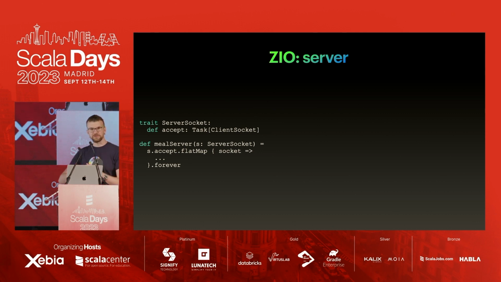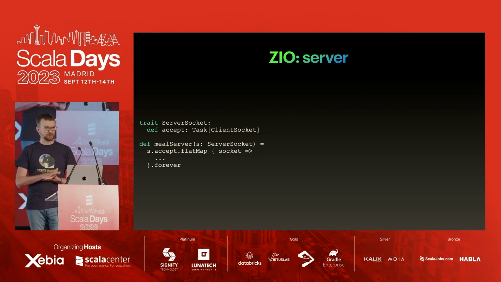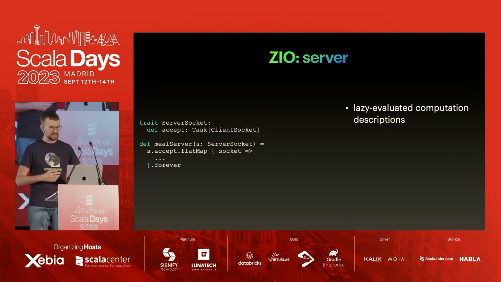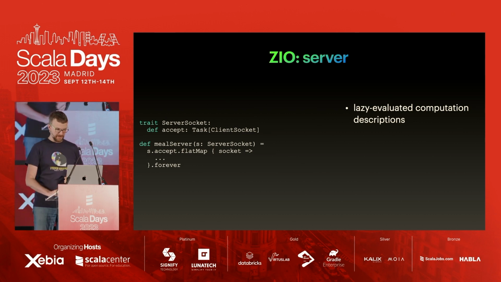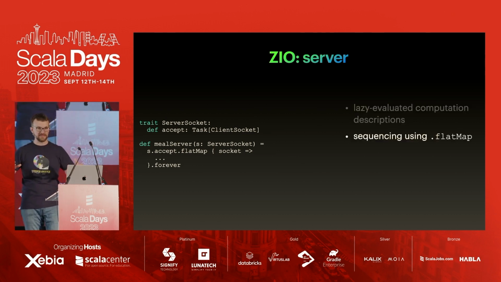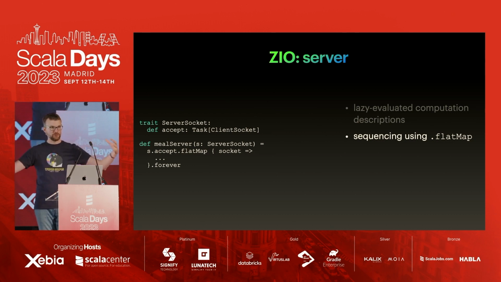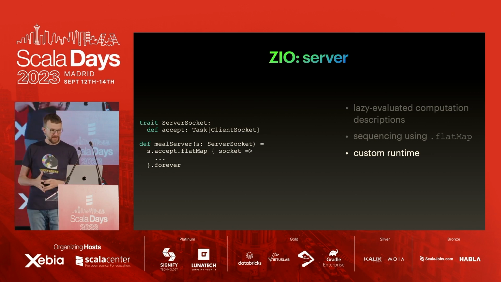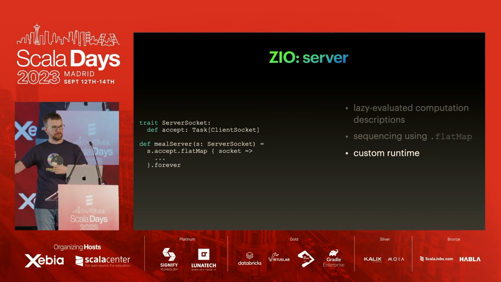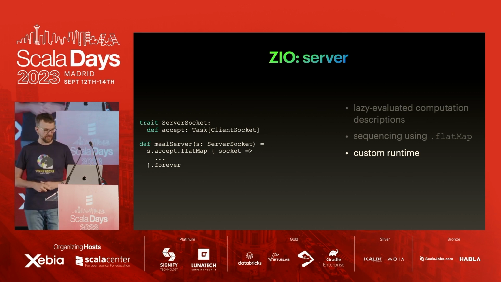So once we have a client socket, we want to sequence another computation, right? Since we are in a pure functional world, to sequence two computations which are side-effecting, we have to use flatMaps. So we've got these lazily evaluated computation descriptions, which are represented by the task data structure, and we've got sequencing using flatMaps, right? So these are the basis of how you program in ZIO. Once you assemble this huge computation description, in the end you pass it to a custom runtime, and that is the ZIO runtime. The ZIO runtime takes care of evaluating it step by step in an asynchronous way, dealing with concurrency, threading, and so on, which we will explore a bit later as well.